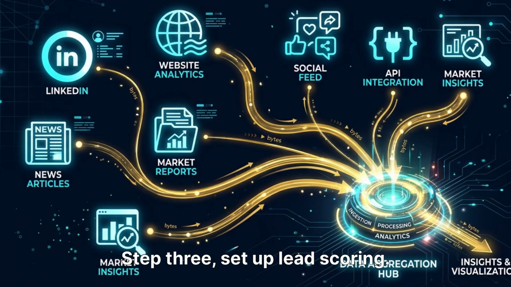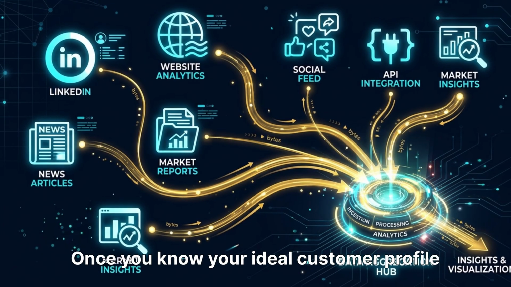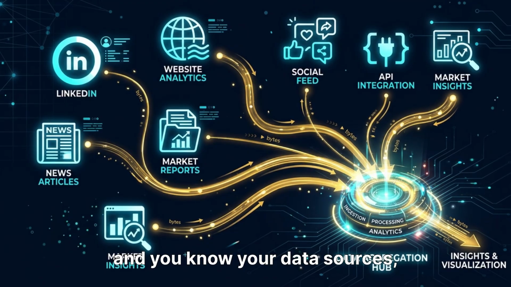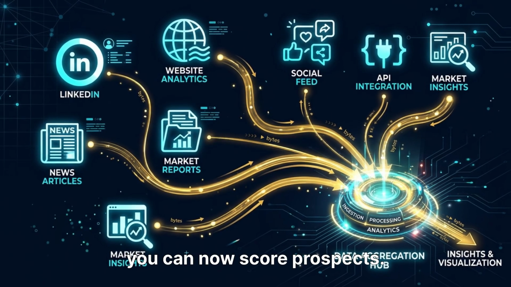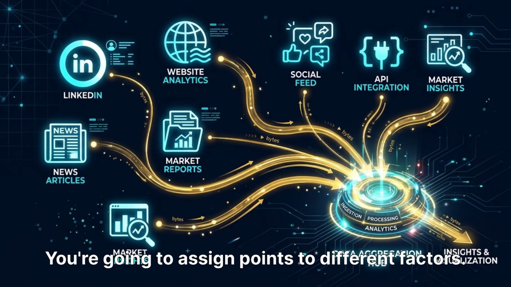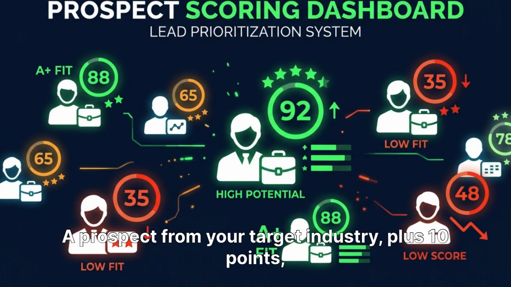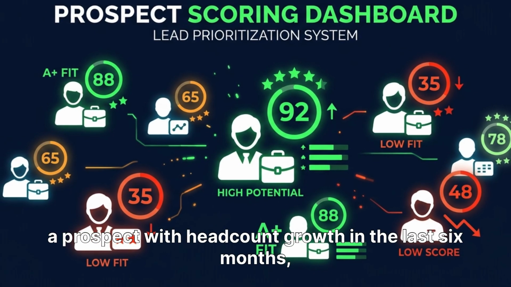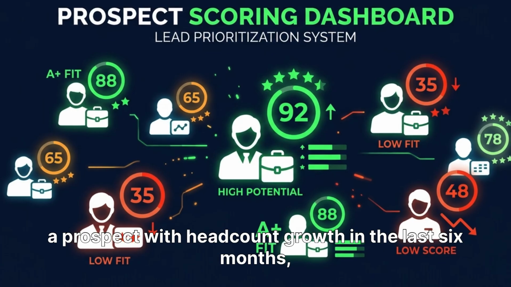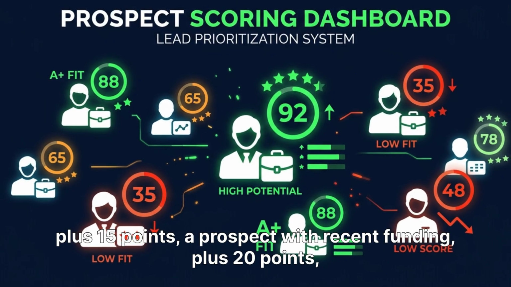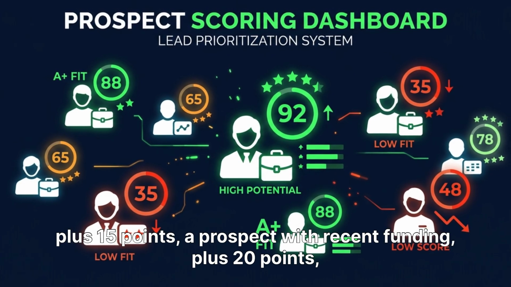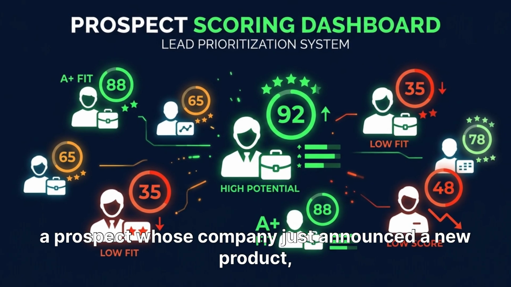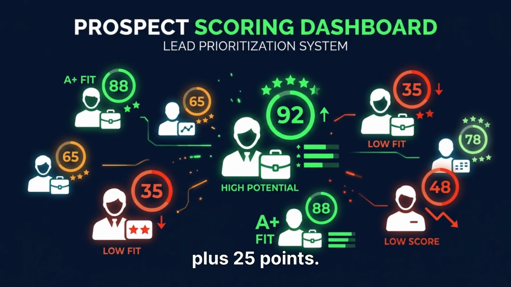Step 3. Set up lead scoring. Once you know your ideal customer profile and you know your data sources, you can now score prospects. You're going to assign points to different factors. A prospect from your target industry, plus 10 points. A prospect with headcount growth in the last 6 months, plus 15 points. A prospect with recent funding, plus 20 points. A prospect whose company just announced a new product, plus 25 points.